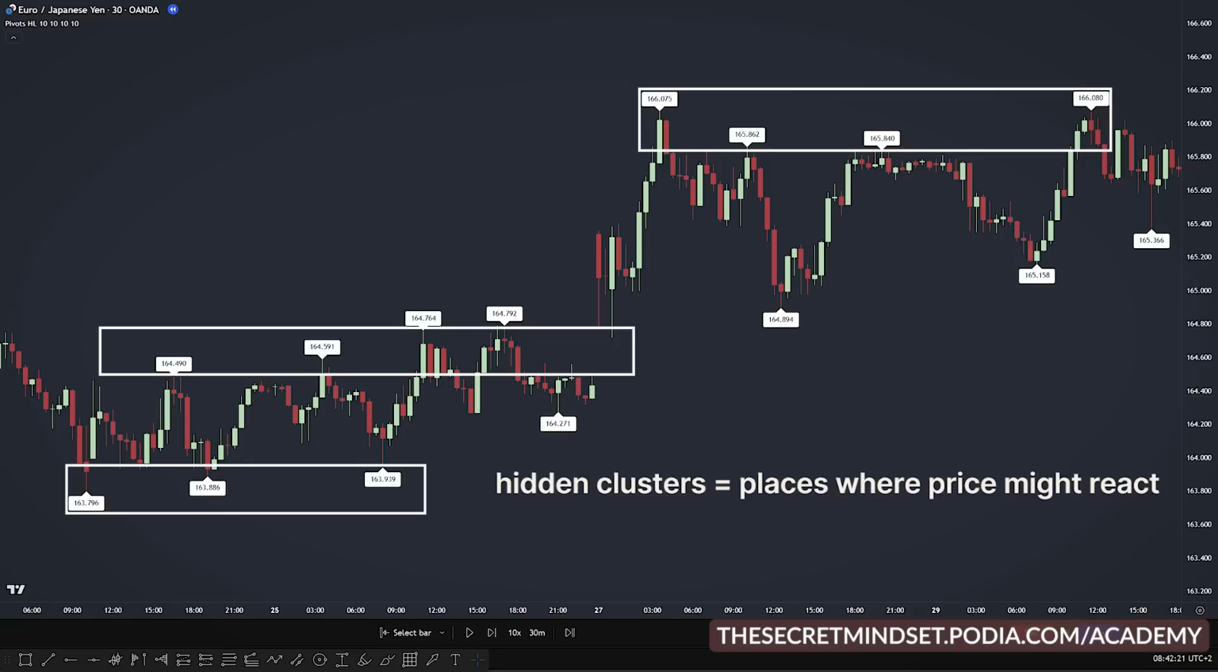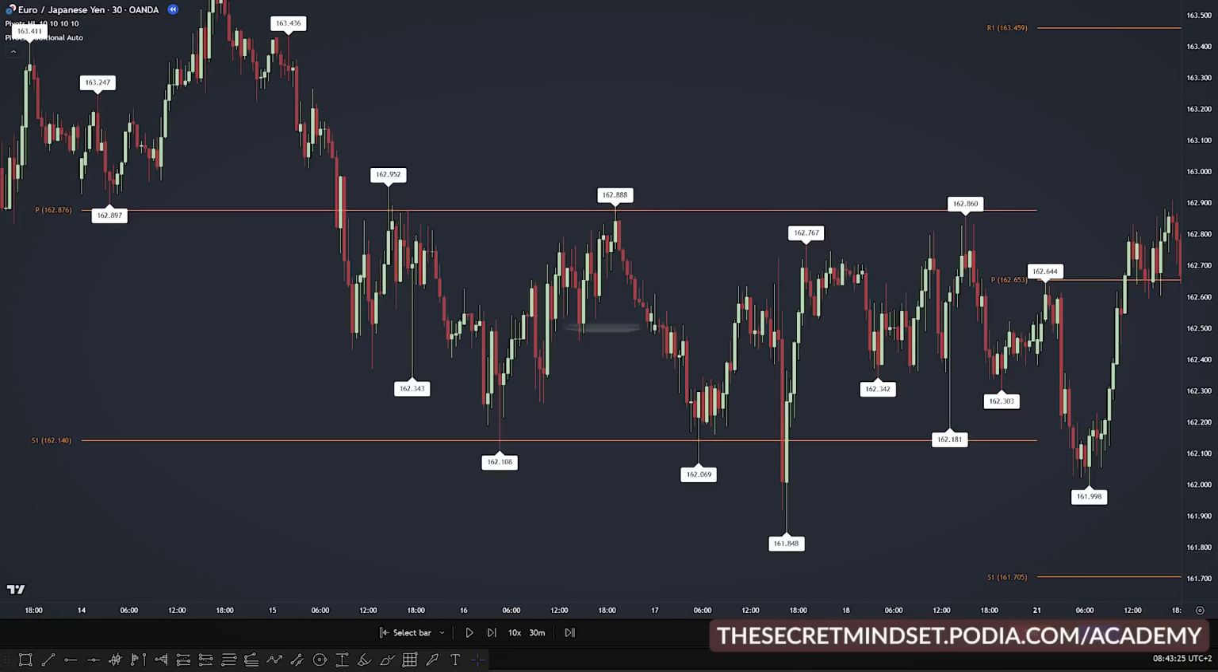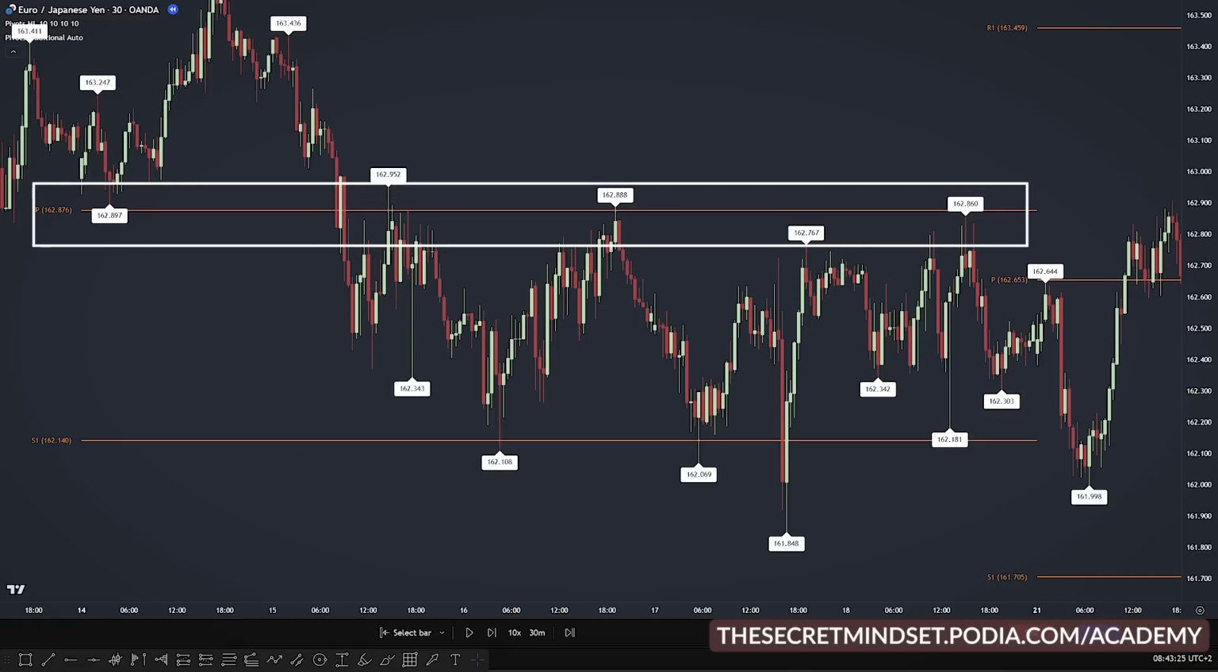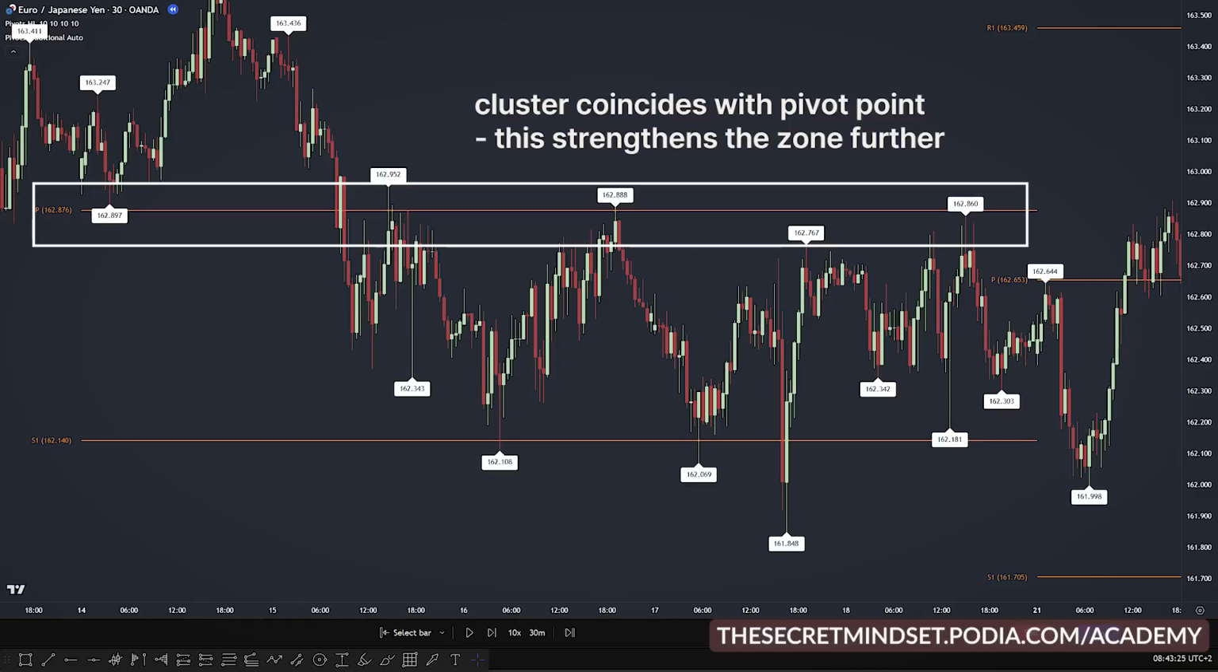I treat these clusters like wide support or resistance zones. They are not exact single lines. They are areas on the chart. Sometimes these clusters coincide with pivot points. Many day traders and scalpers use daily pivot formulas. If a cluster lines up with a pivot calculation, that might strengthen the zone further. It might bring more eyes onto that spot. That can create a self-fulfilling effect, at least for a short time.